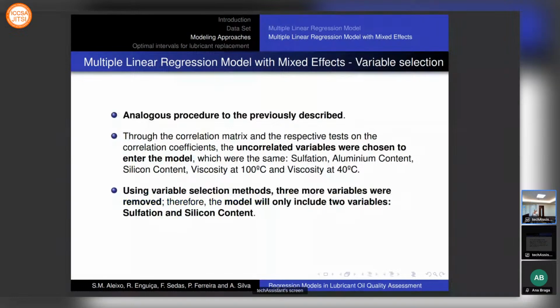We start with an analogous procedure to make the variable selection, and the correlated variables work exactly the same as in the other model, but when using the variable selection methods, instead of 3 variables, we stay with only 2 variables, the sulfatation and silicon content.